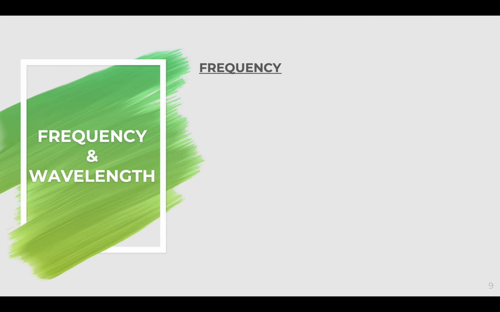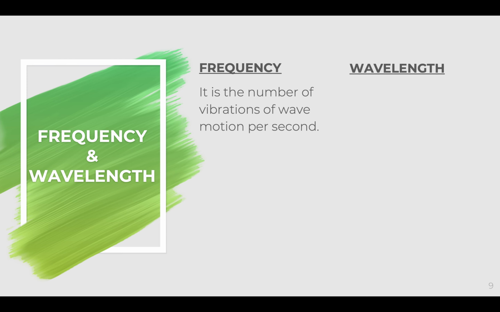So we have frequency. Frequency is the number of vibrations of wave motion per second. So technically, your frequency is related to your energy. The higher the energy, the more vibrations there are, or the higher the frequency is. On the other hand, what is wavelength? Wavelength is the distance between two peaks of your wave.